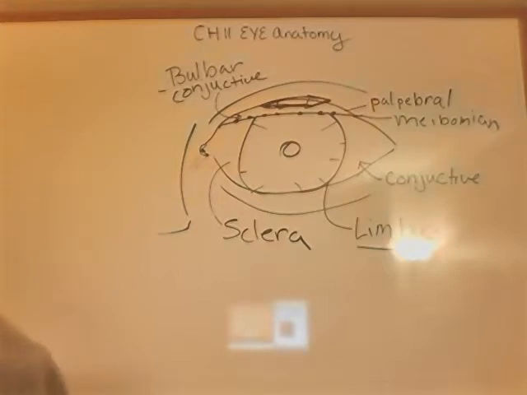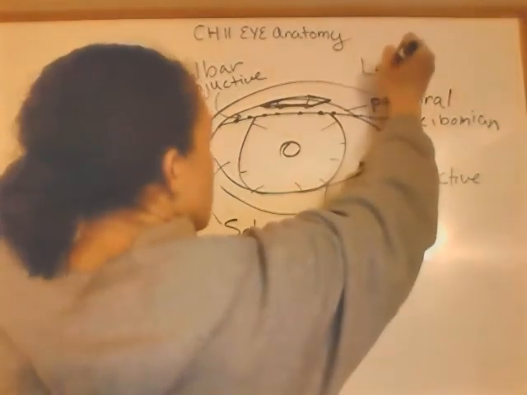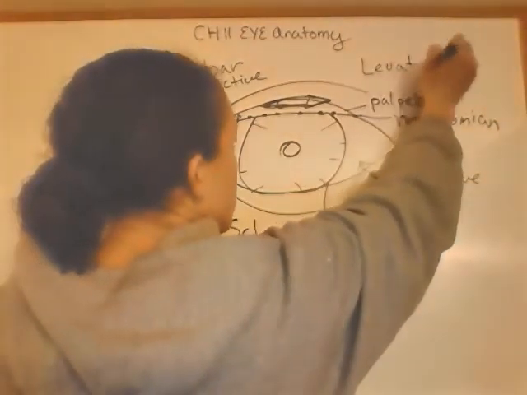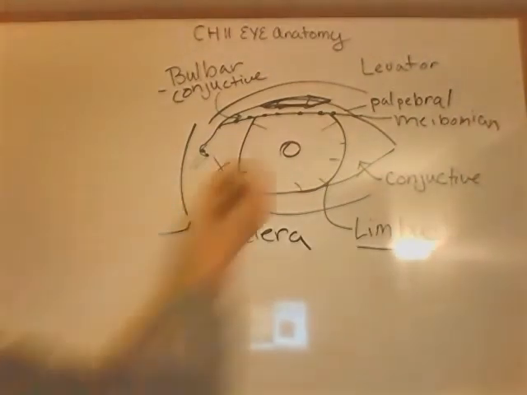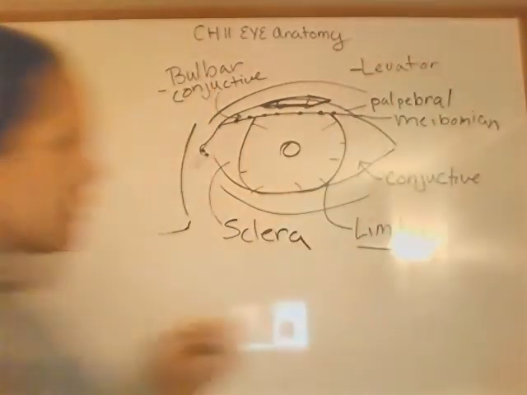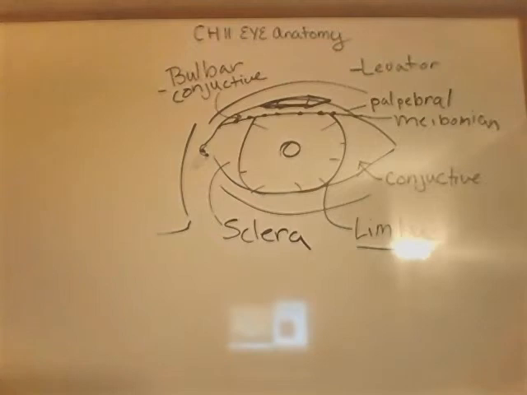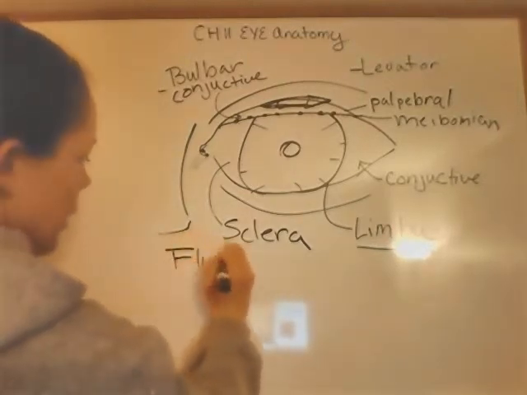The levator palpebrae is just something that's moving your eyelid. So think of elevation and then eyelid. When I say elevation, eyelid, what does that mean? That means the muscle that moves the eyelid. Too easy, right?